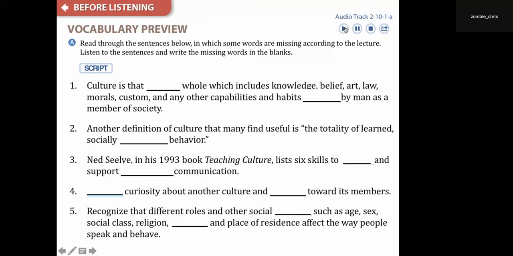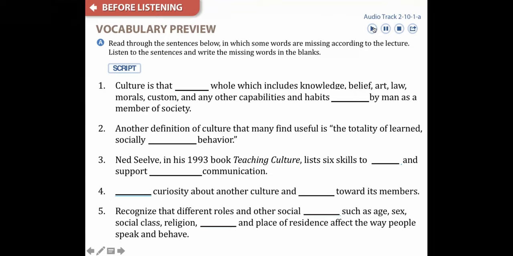One, culture is that complex whole which includes knowledge, belief, art, law, morals, custom, and any other capabilities and habits acquired by man as a member of society. Two, another definition of culture that many find useful is the totality of learned, socially transmitted behavior.